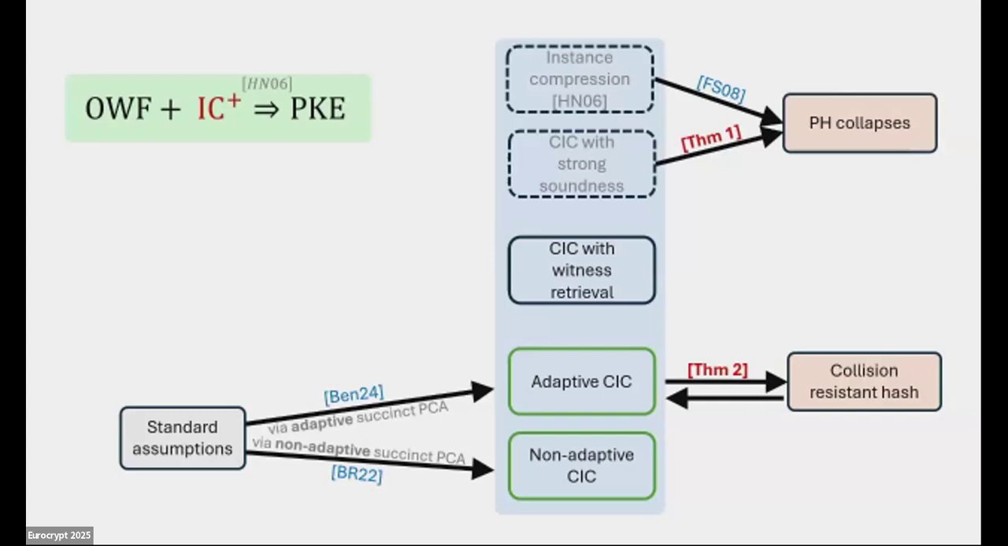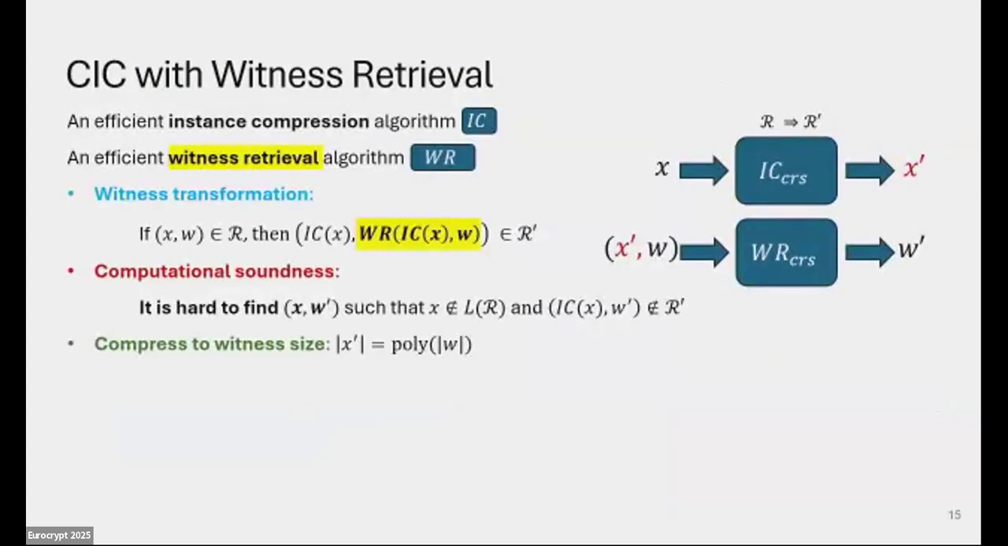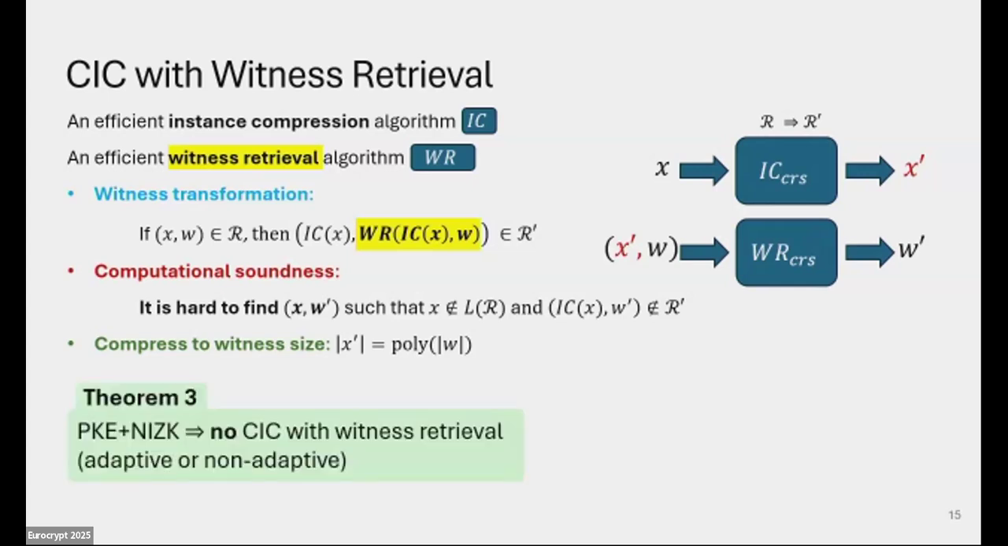Okay, so let's define CIC with witness retrieval. So here we have, again, two efficient algorithms, instance compression and witness retrieval. And the witness retrieval needs to generate the witness, but now given only the compressed instance x prime and the original witness w. So now the witness retrieval algorithm has less information, and it has to do the same work as the witness transformation algorithm that we saw before. And the question is, do we have this algorithm? Okay, so do we have this notion?